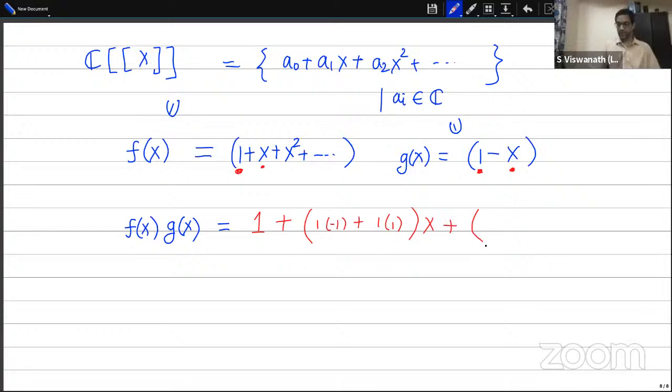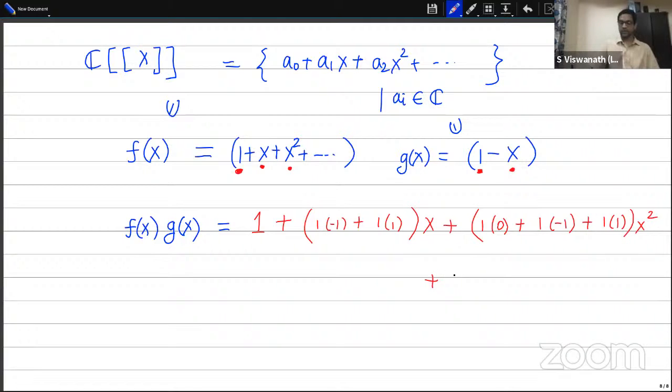Okay, the coefficient of x^2 similarly will be the constant term, which is 1, times the coefficient of x^2 in the other guy. There is no coefficient of x^2 here. So it's 1 into 0, plus the coefficient of x here into the coefficient of x there. So it's 1 into -1, plus the coefficient of x^2 into the constant coefficient. So that's 1 into 1.